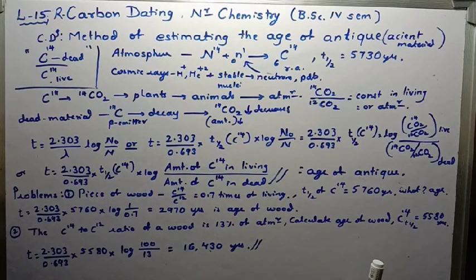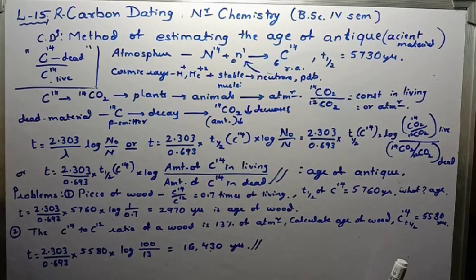It is a beta emitter, a radioactive element which emits beta radiations. Now, if we know the amount of C14 present in the dead material and compare it to the amount of C14 in living organisms, one can calculate the age of that material.